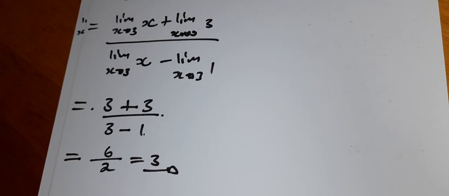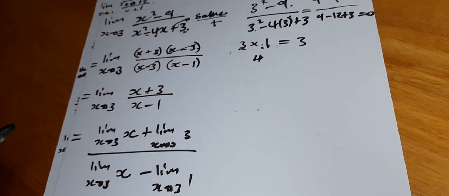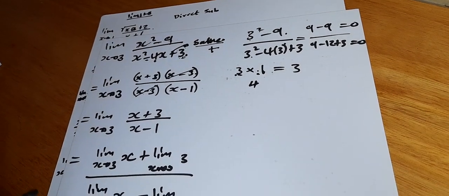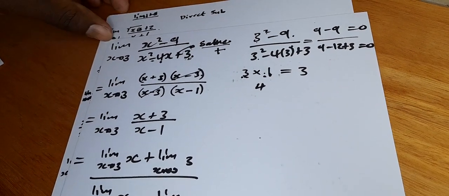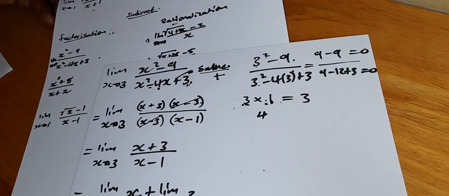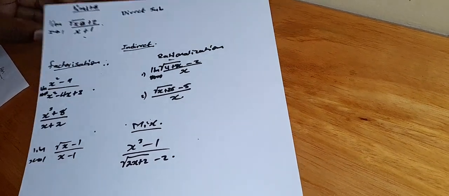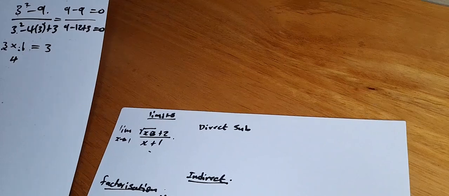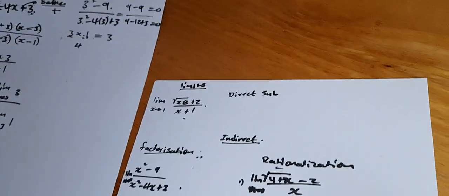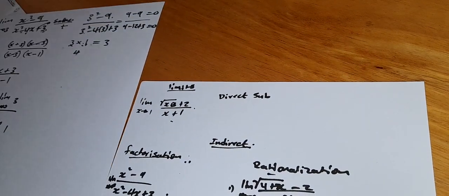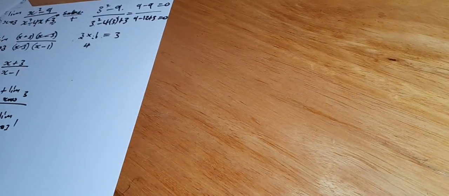I hope you understand. Alright, we call this one an indirect substitution by factorization. Then let me pick another example based on this. All right. Let me pick another example. All right.